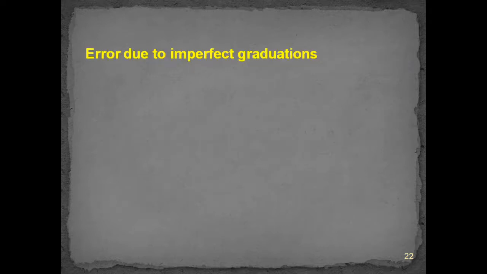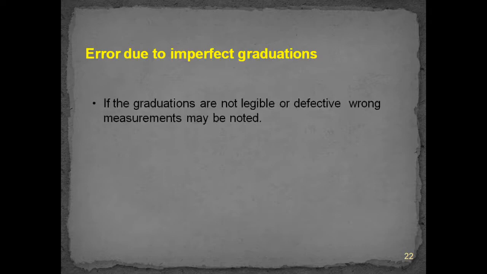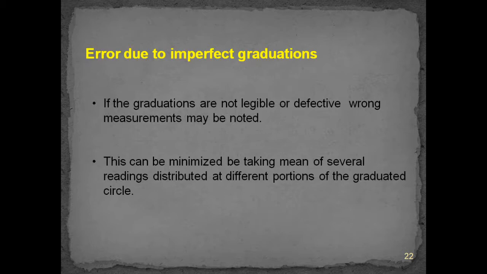Next, error due to imperfect graduations. What do these graduations mean? It will have some least count, say 20 minutes for the main scale reading and 20 seconds for the vernier scale reading. Those should be perfectly marked. If the graduations are not legible or are defective, wrong measurements may be noted. This can be minimized by taking the mean of several readings distributed over different portions of the graduated circle.